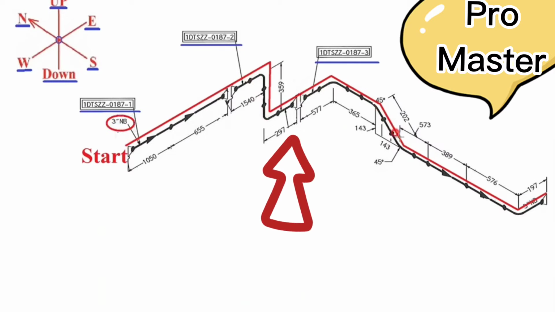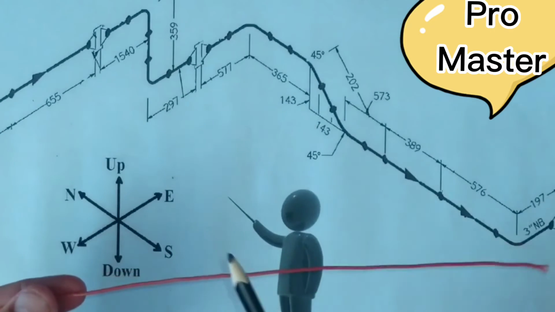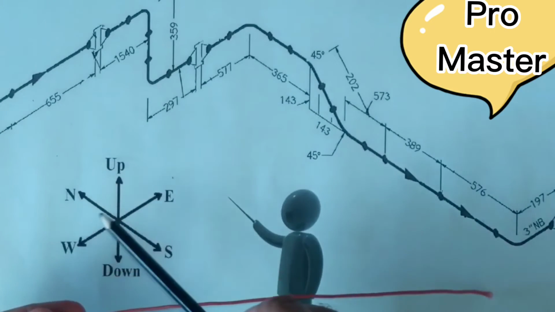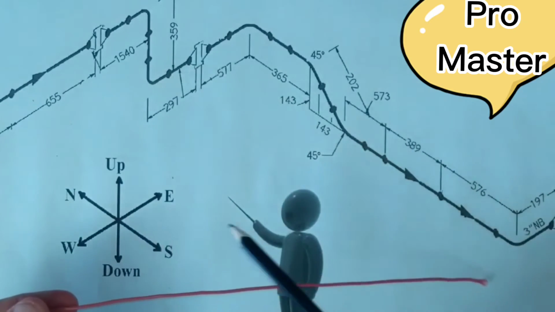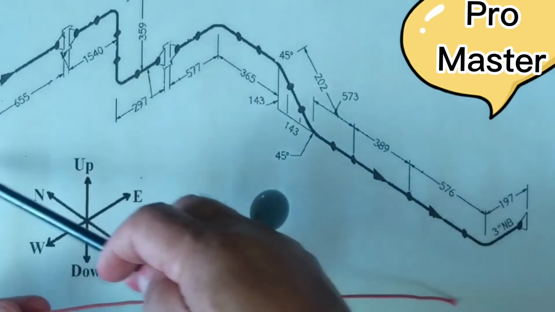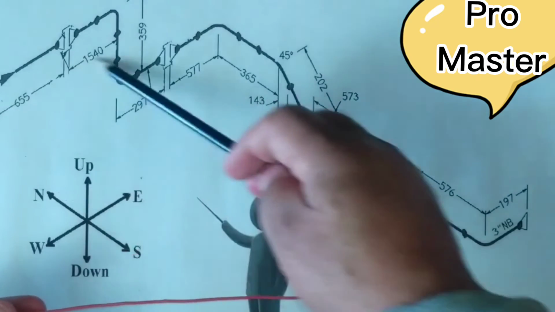Now let's bend the wire of this pipe drawing. This is our wire, the sketch showing these directions. This is the pipe isometric. With the help of this sketch, let's bend the wire of the pipe drawing.